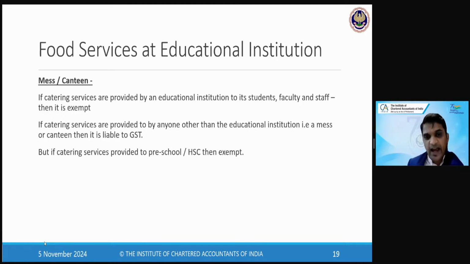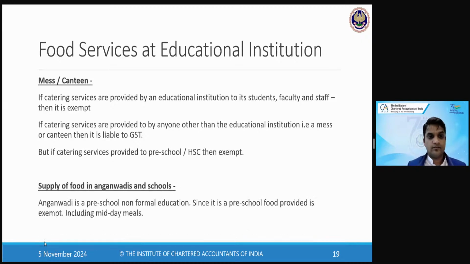Affiliation of institution by NAC, correct. Those are the services which will be chargeable to GST. So we understood the food services and the mess and canteen services. Supply of food in Anganwadis and schools, again, is exempted because Anganwadis are for very young kids. So Anganwadis and schools are all treated as preschool education.